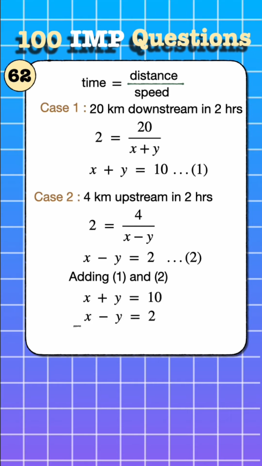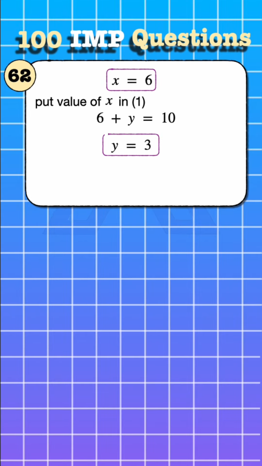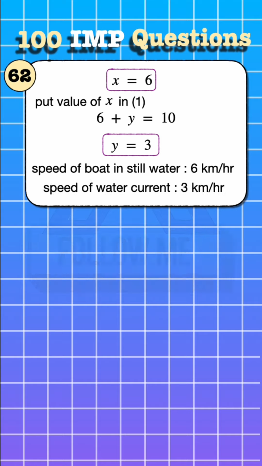So if you add the two equations, x plus x is 2x, and minus y plus y will get cancelled. 10 plus 2 is 12. So 2x equal to 12 will give you x is equal to 6. Okay, and if you put this value of x in equation number 1, we will get y equal to 3. So that's why the speed of the boat in still water is 6 km per hour and the speed of the water is 3 km per hour. That's it.